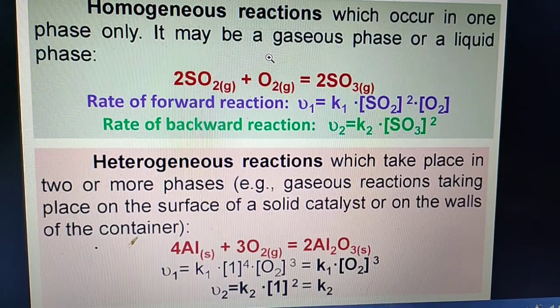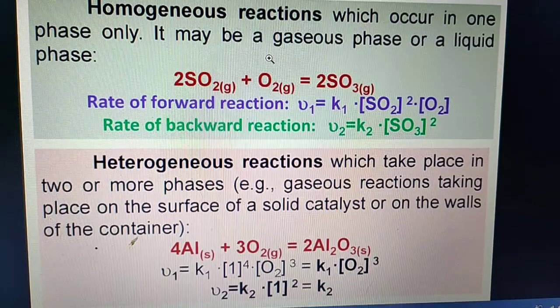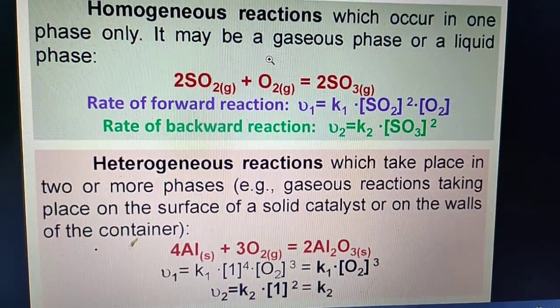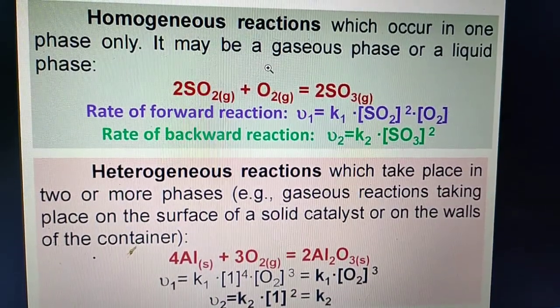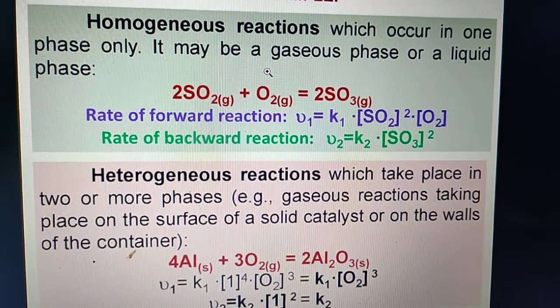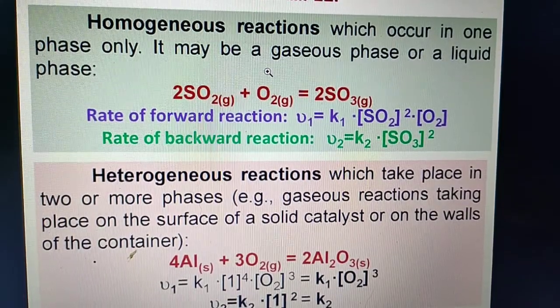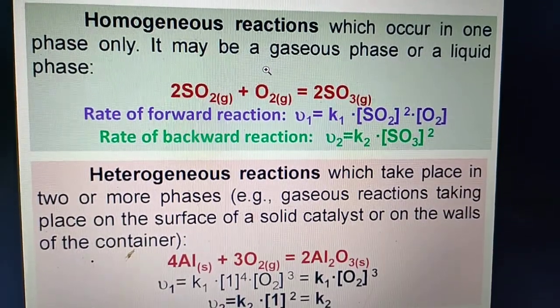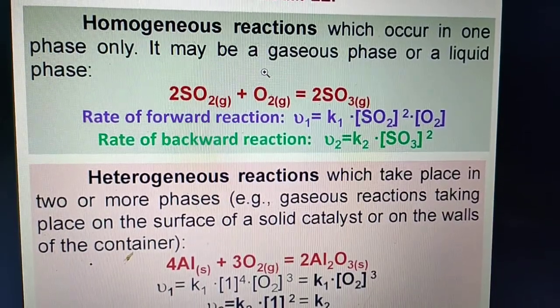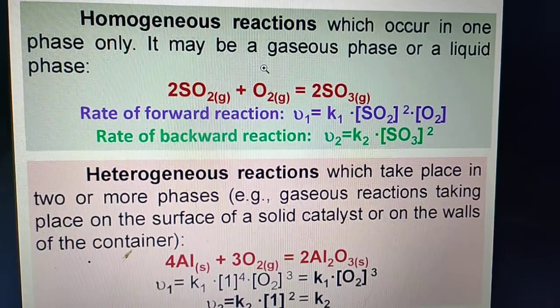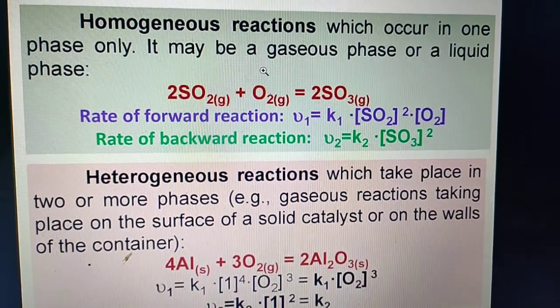So we have started the chapter on chemical reactions, in which we have studied what a chemical reaction is and what the factors are that favor a chemical change. Then we studied the 5 characteristics of chemical reactions. Today we will study the classification of chemical reactions.